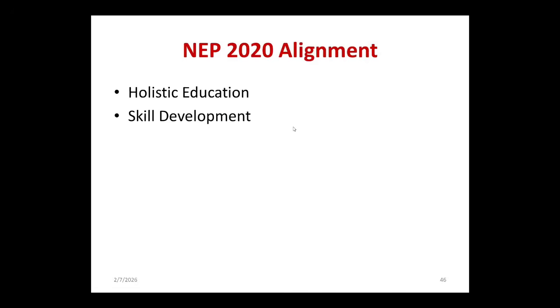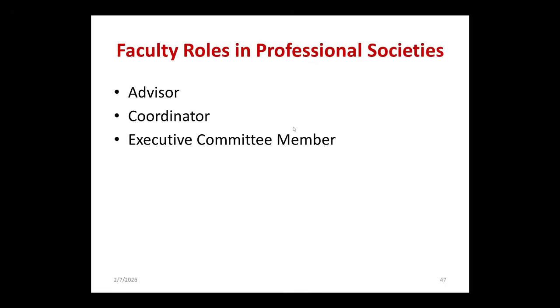And as for NEP alignment, holistic education and skill development are achieved with the help of the student chapter and activities. So that is also one thing. Now, up till now, I will ask one question to the faculty members attending this. How many of you have the Institution of Engineers India student chapter at your institute, or maybe an ISTE chapter? Because in every chapter you can achieve such types of goals that I am explaining right now. So please reply in the chat box.